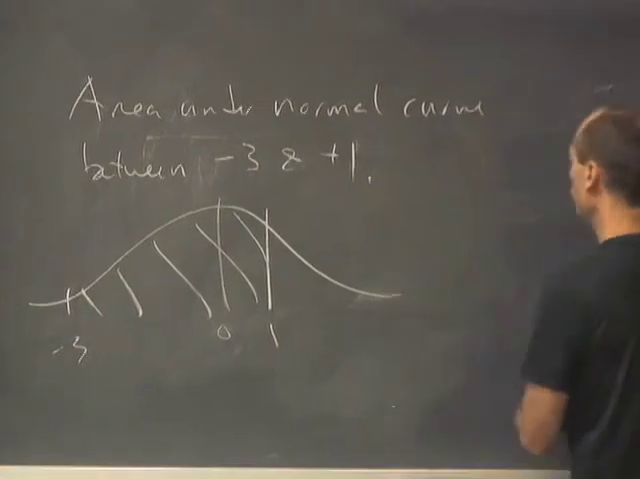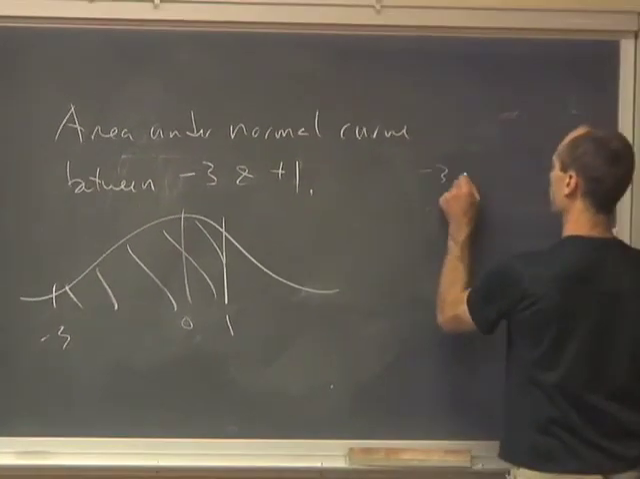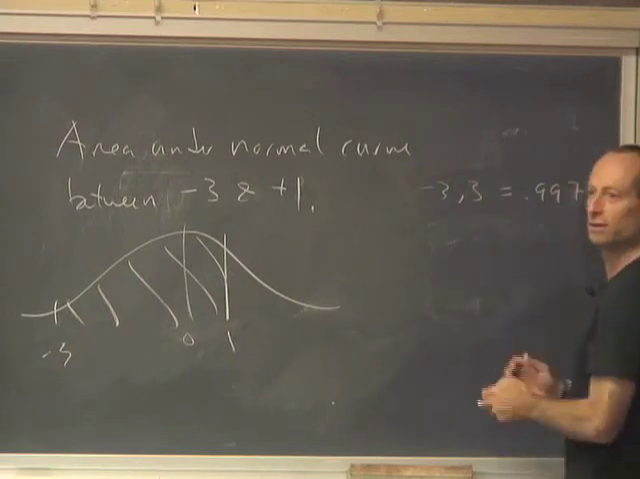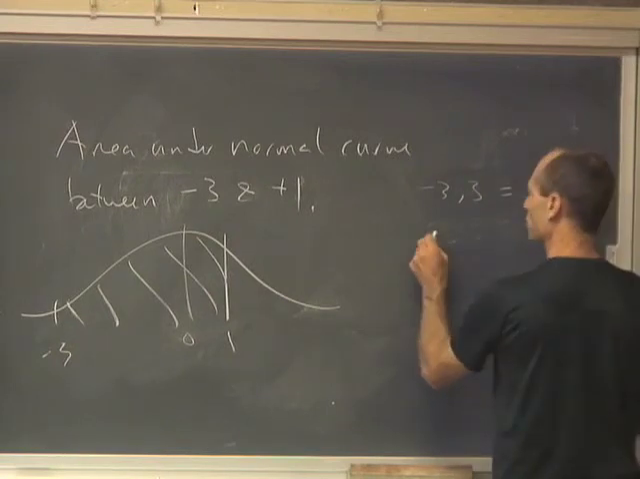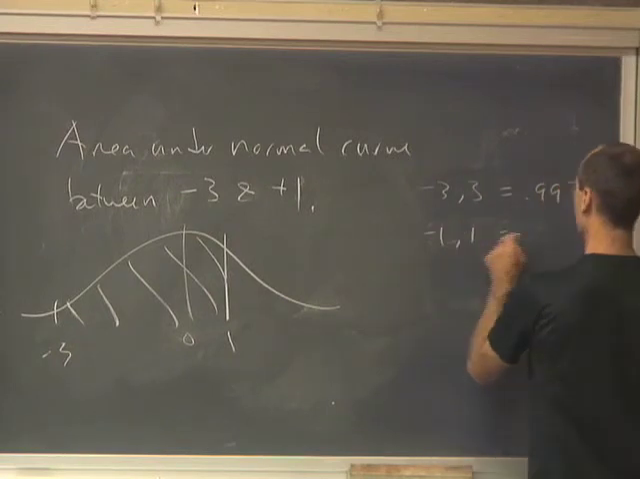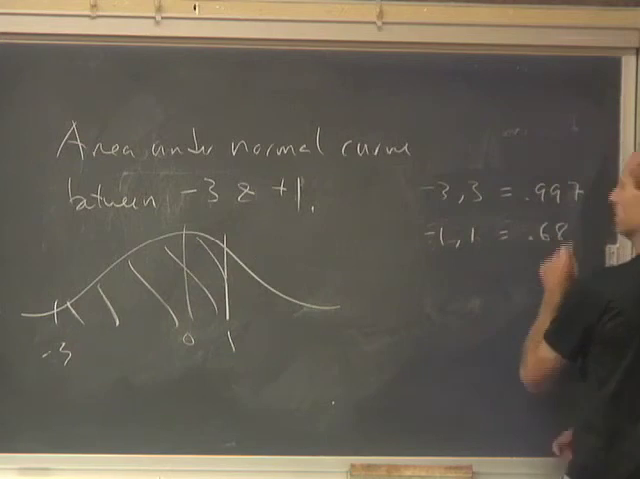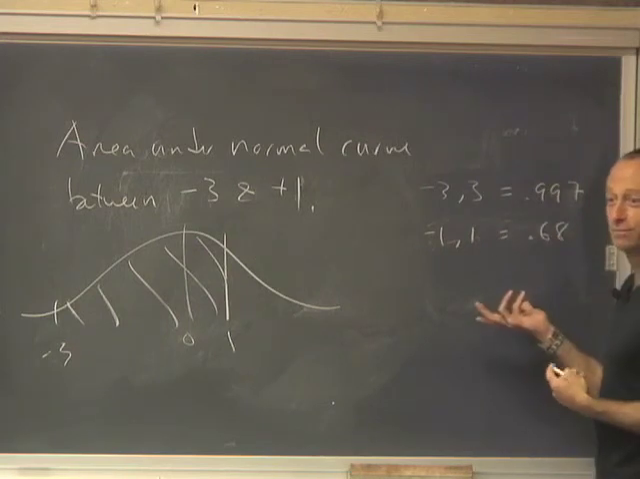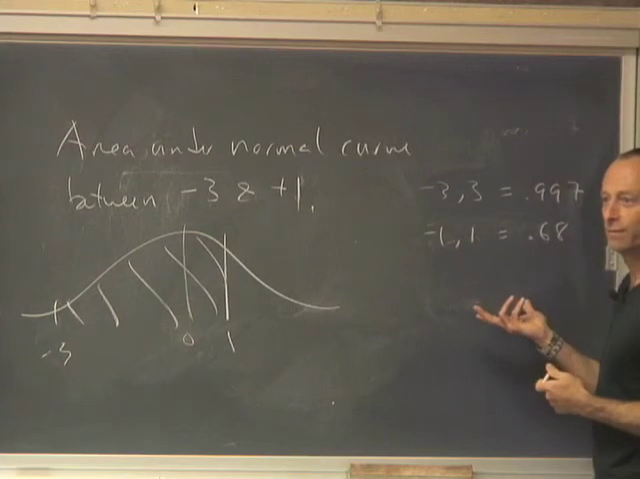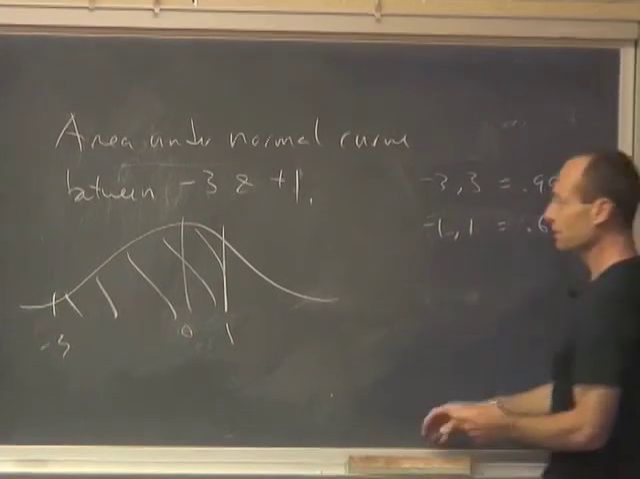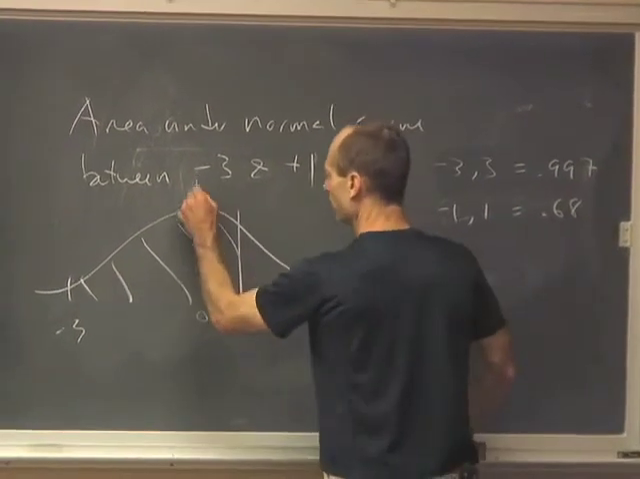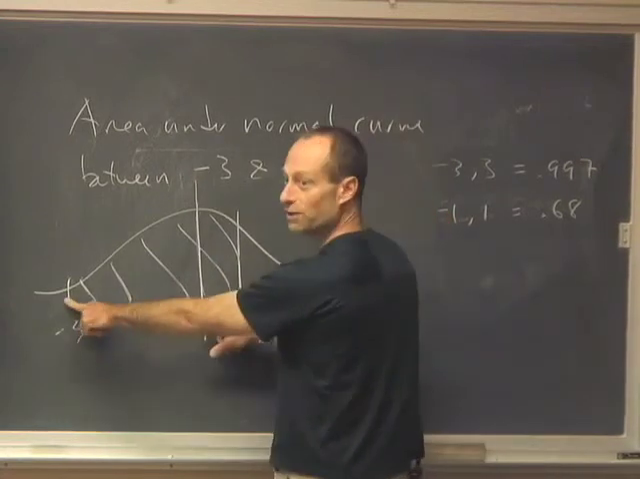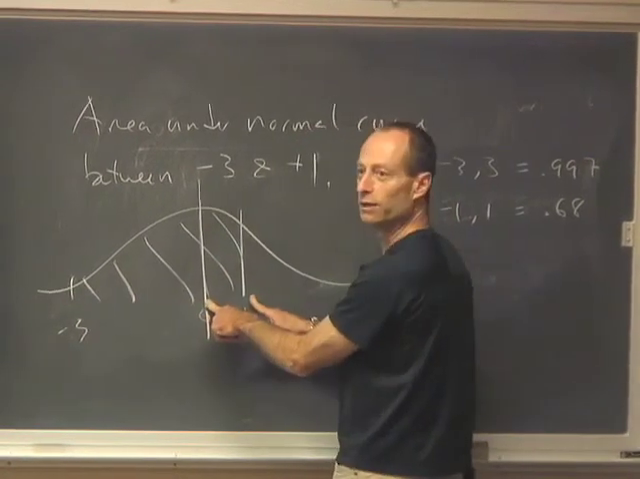What do we know? We know that the area between minus 3 and 3 is 0.997. We know the area between minus 1 and 1 is 0.68. We know that the curve is symmetric. Yes? So what's the area? We're going to divide this area up into two pieces: the area between minus 3 and 0 and the area between 0 and 1.